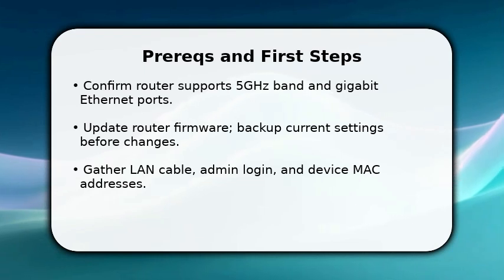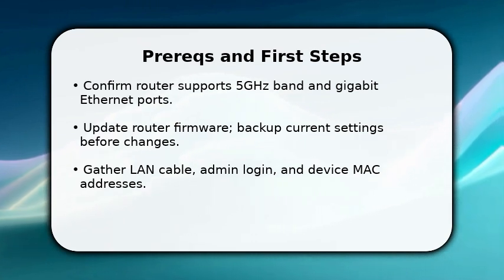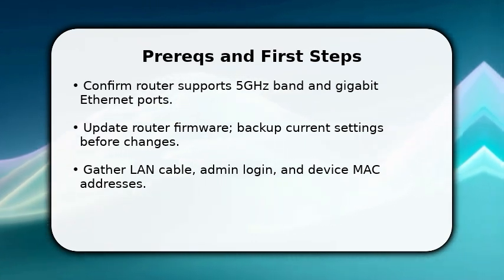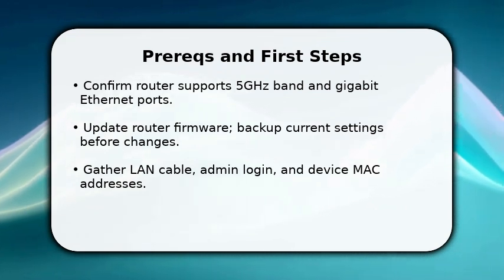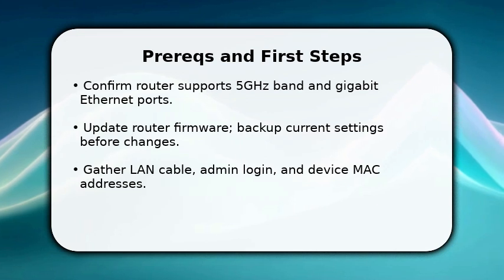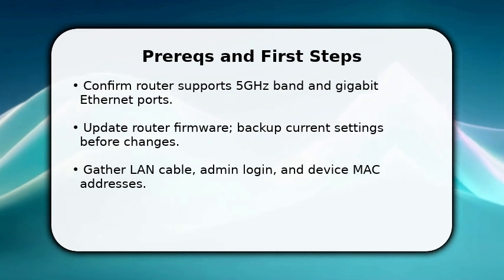Enjoy the video. You start by confirming prerequisites. Ensure your router advertises a 5 GHz Wi-Fi radio and has gigabit Ethernet ports. Next, log into the router admin and apply the latest firmware. This fixes compatibility and performance bugs. Once done, export or note current settings so you can restore if needed.